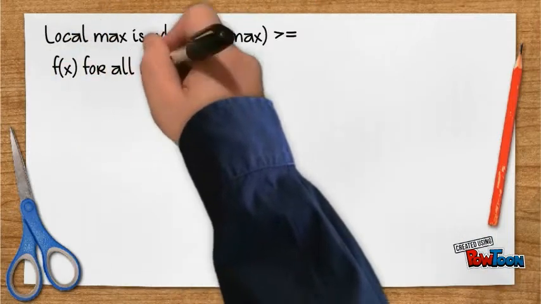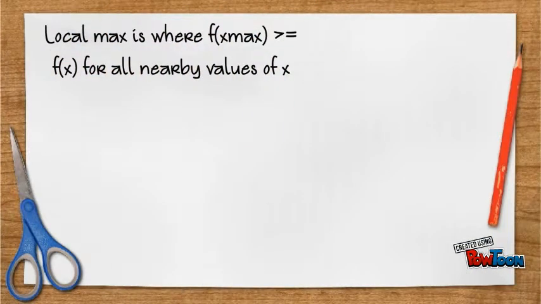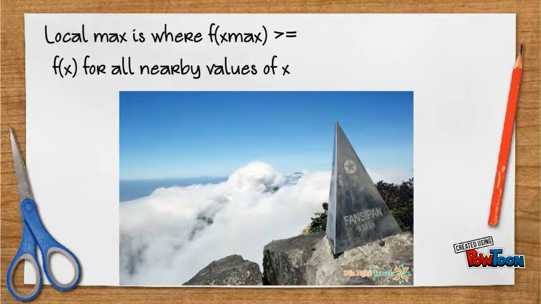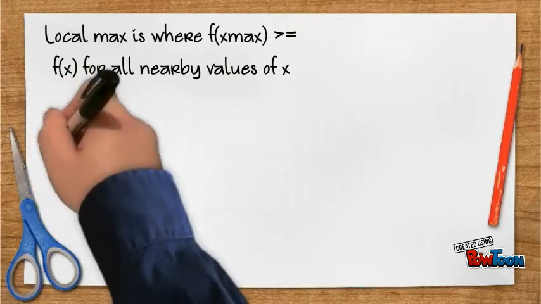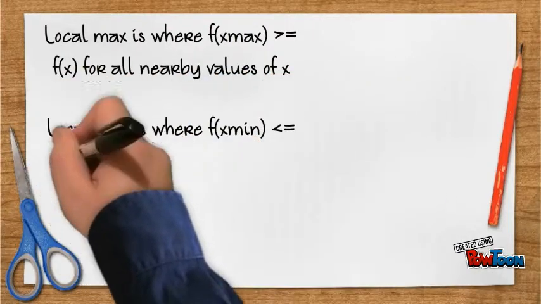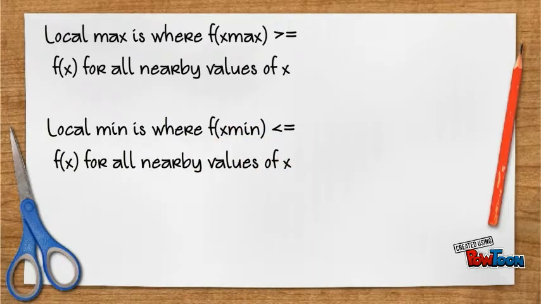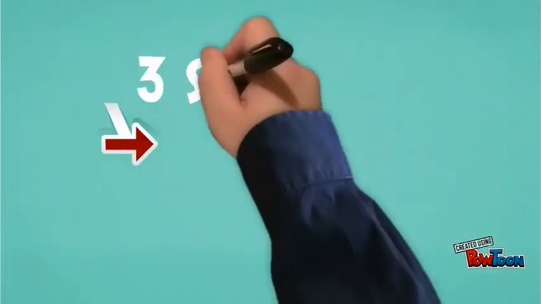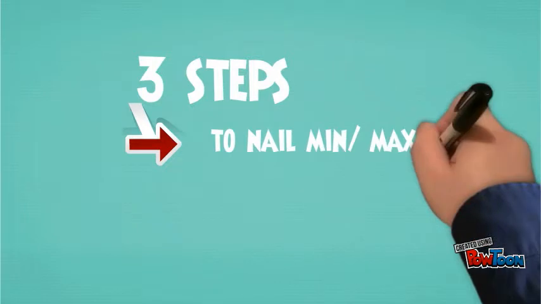A local max is just a locally highest point where f(x) is greater than f(x) for any point around it, like the Phan Xi Pang mountain in Vietnam. And a local minimum is the same way: it's the minimum value in some nearby area.